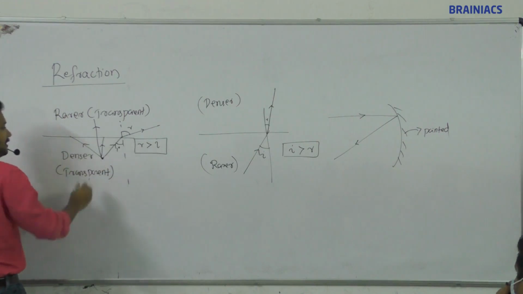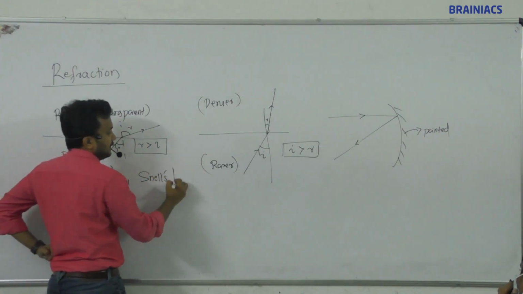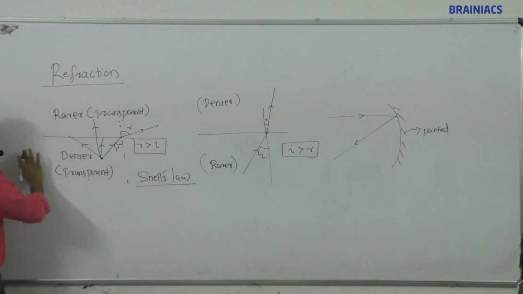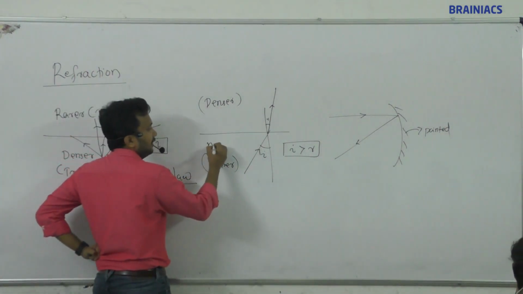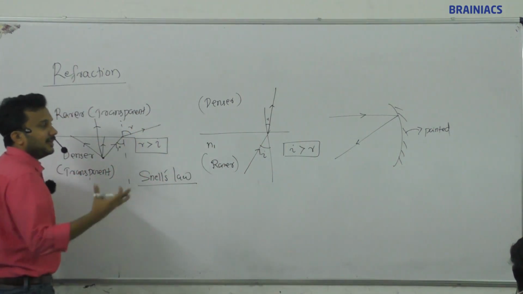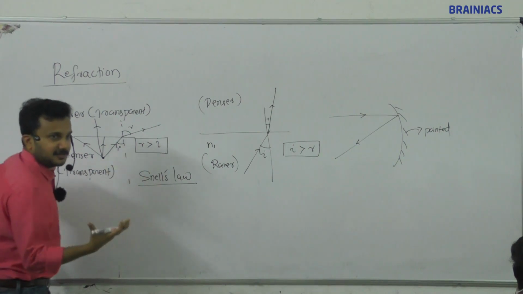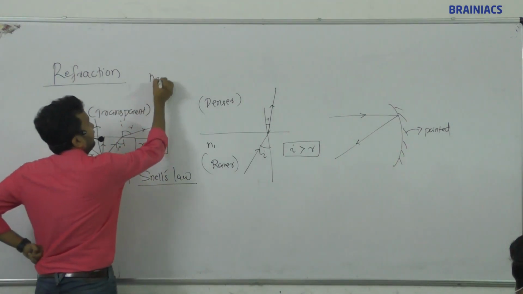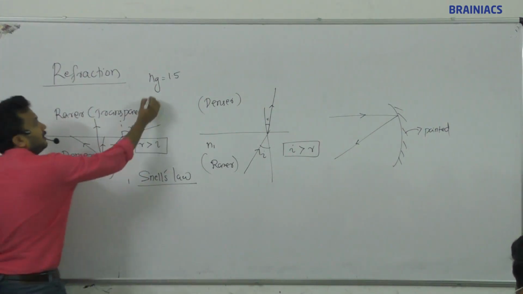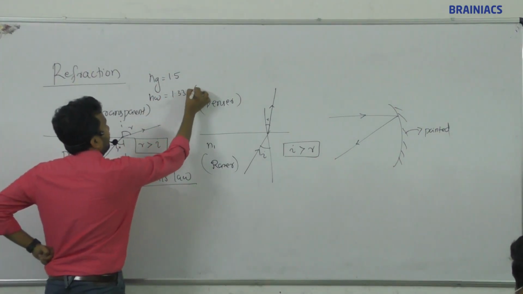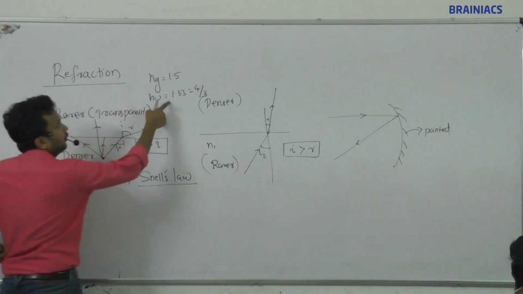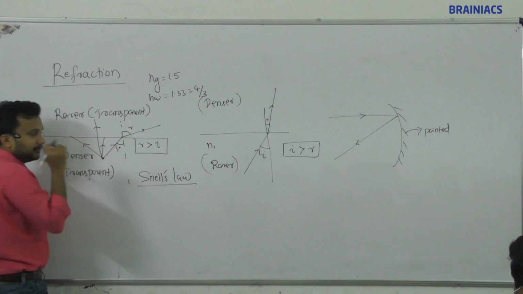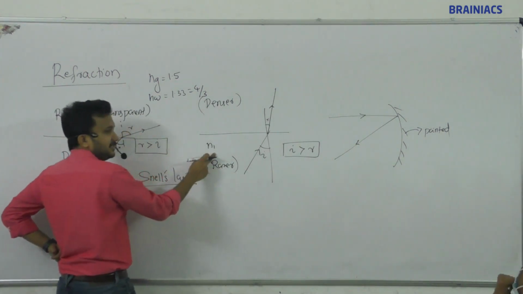Here are some general points. For this medium, whether it is rarer or denser, the refractive index is the measure of the thickness of the medium. If the thickness is more, the refractive index is more. For example, glass has a refractive index of about 1.5 and water 4/3. So water is thinner than glass. The refractive index is actually the thickness.